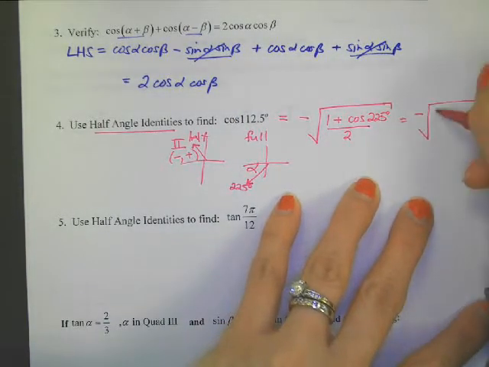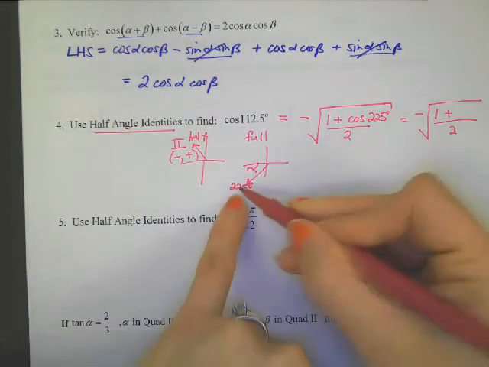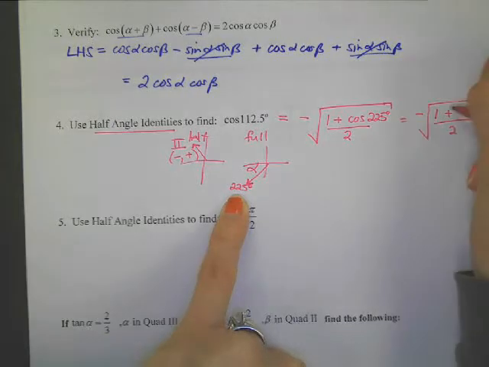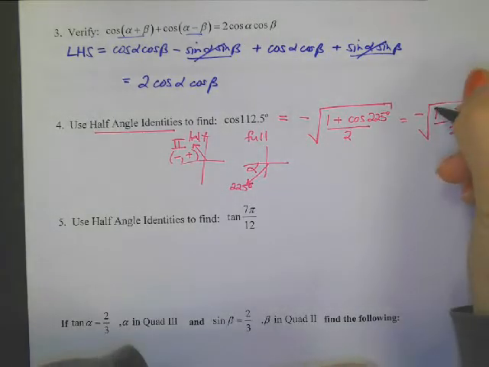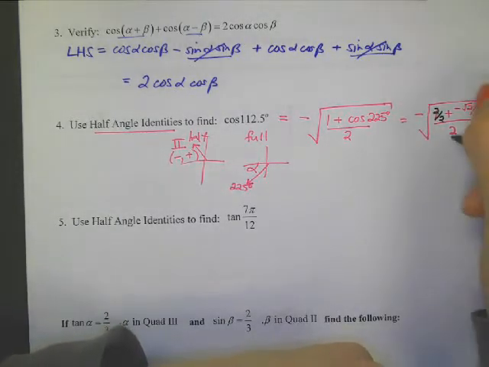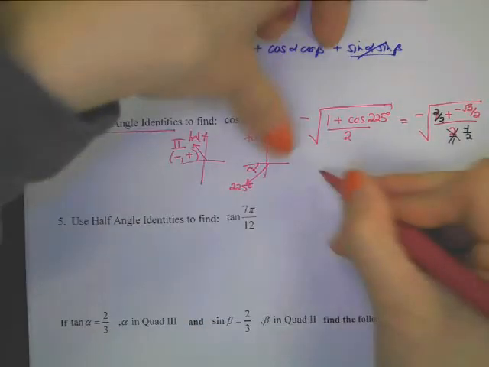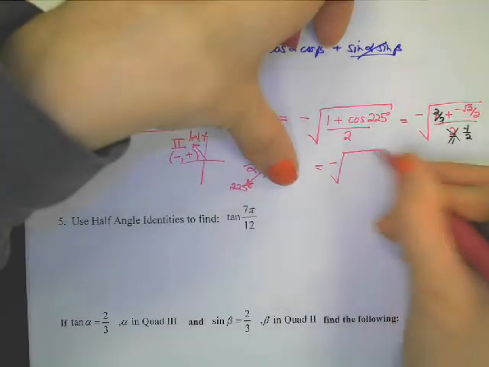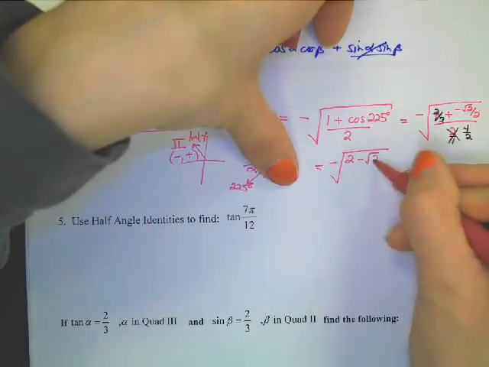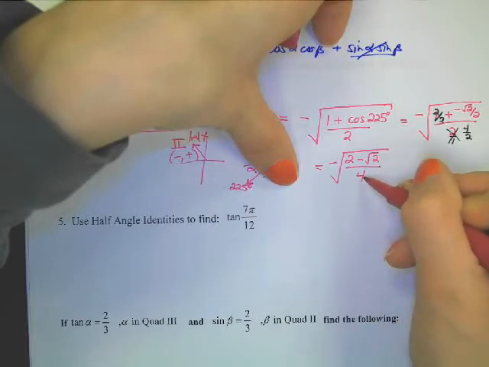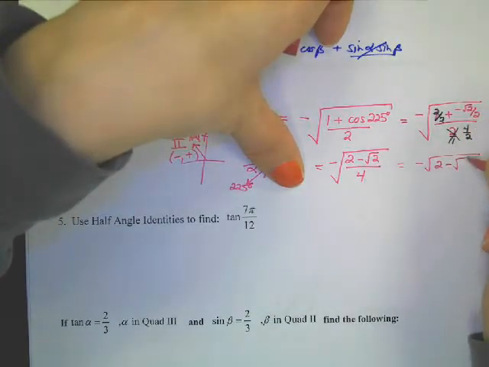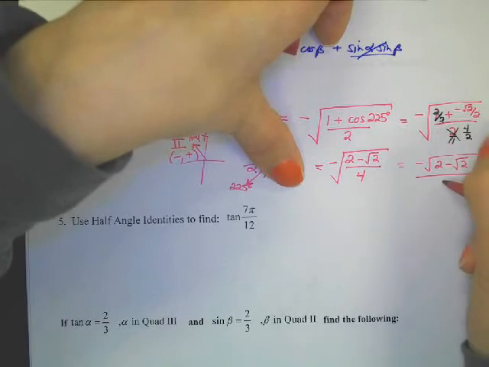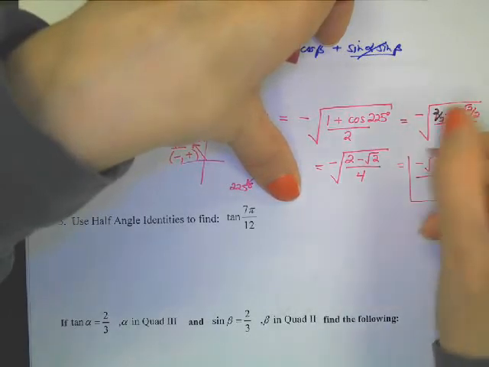So we have a negative square root of 1 plus, what is the cosine of 225? Negative radical 2 over 2. How should I write the 1? As 2 over 2? How should I write the 2 over 1? As 4 over 2? All those denominators cancel out, and so we have the negative square root of 2 minus radical 2 over 4. Can that 4 come out? Absolutely. Negative square root of 2 minus radical 2, and outside the radical, a plain 2.